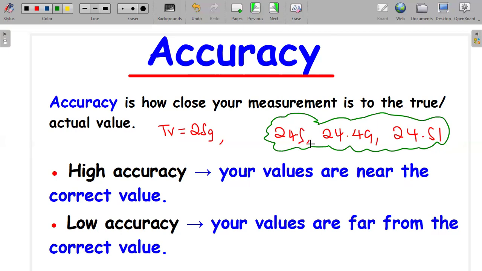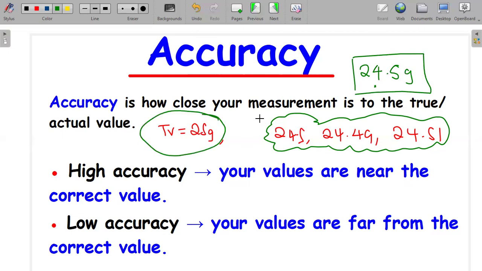To find the mean, I'm just going to add all these and divide by 3, because there are 3. So 24.5 plus 24.49 plus 24.51, and then I divide by 3. When I do that, I get 24.5 grams. It is this average value that you compare with the true value. So 25 and 24.5, they are close. So we're going to say these measurements that we had are accurate.